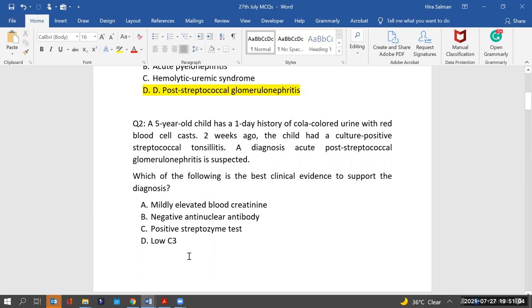So three things: maybe ASO titer is positive, antibody titer is positive, maybe anti-DNase antibody is positive, and the third thing is complement, low level complement, that is low C3. These are the three things on the basis of which you will confirm the diagnosis actually. So the answer should be low C3. If ASO titer is there, go for that. If anti-DNase antibody titer is there, a positive anti-DNase antibody, go for that. Or low C3. These are the three points here.